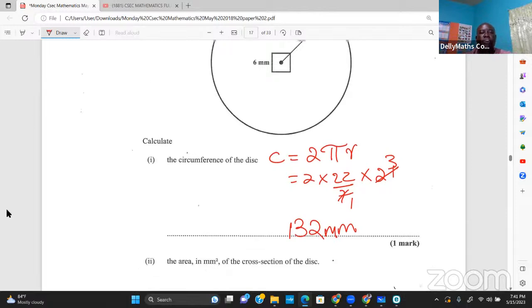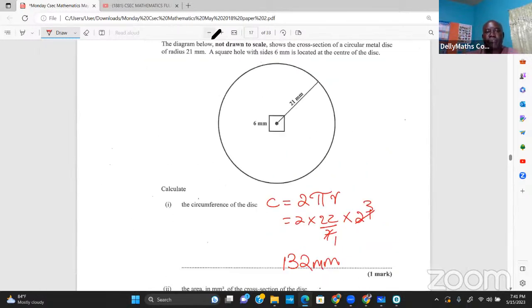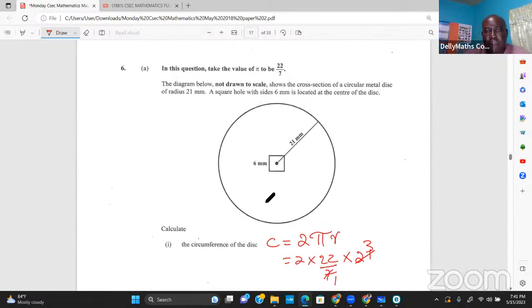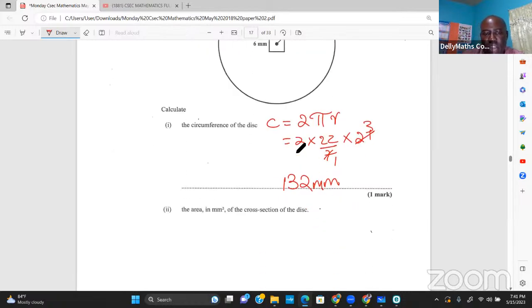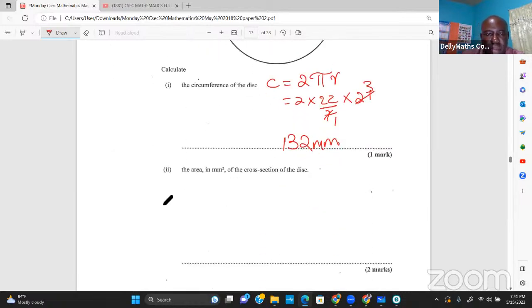So we're doing a regular circle thing now. Regular circle, circumference, 2 pi r. Here you go. So that's the circumference, which is the distance along the boundary. Let's go to the next question.